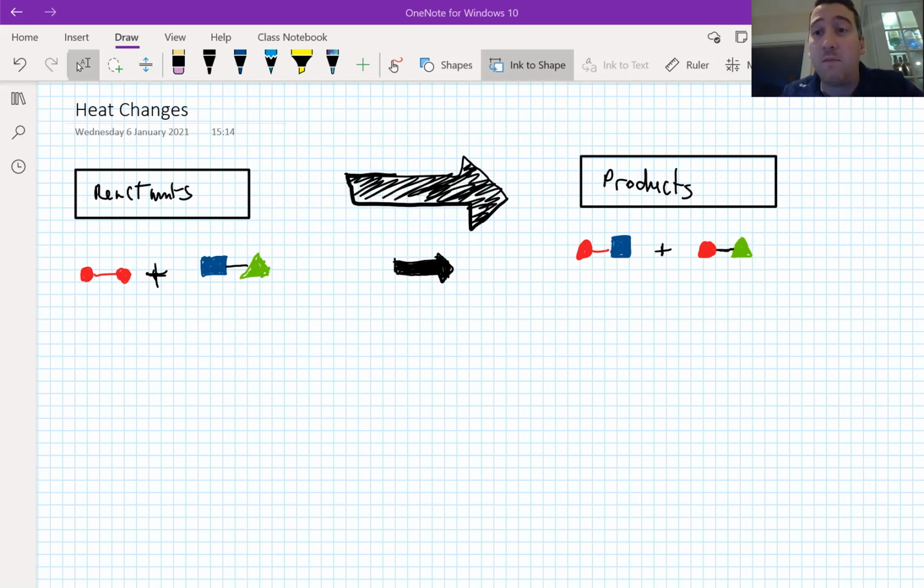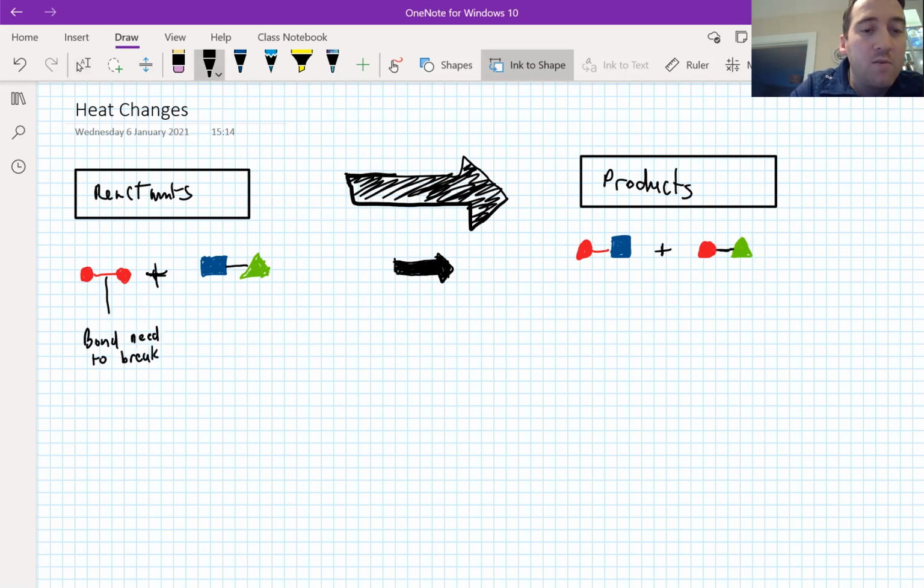What's happened? This is what happens during a chemical reaction: atoms change positions. Now, I can't just magically do that. For that to happen, we need to break bonds. These lines represent chemical bonds, and bonds need to break. So if you want a reaction to happen, you need to break bonds. So bonds need to break. Now, this obviously is going to require energy.